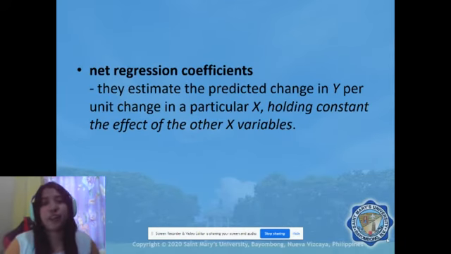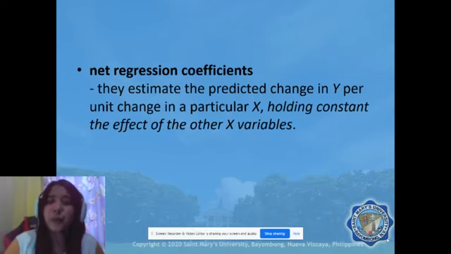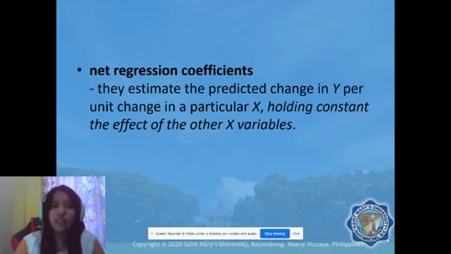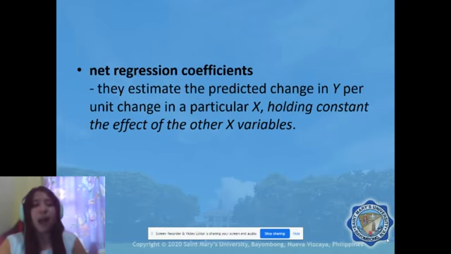So we have another term, what we call the net regression coefficients. They estimate the predicted change in y per unit change in a particular x, holding constant the effect of the other x variables.